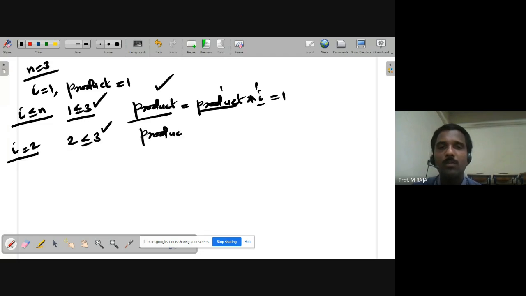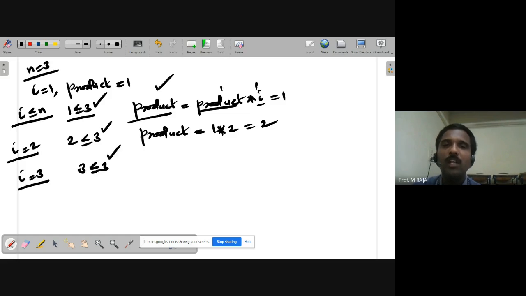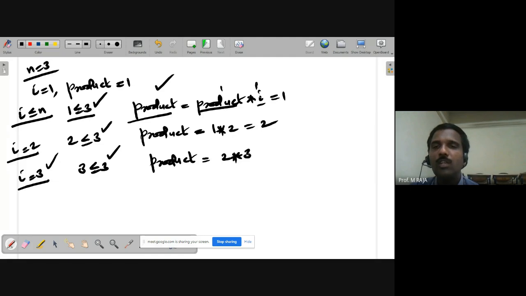Now product is equal to product into I. Current product is 1. 1 into current value of I is 2. 1 into 2, 2. Then I becomes 2 plus 1, 3. 3 less than or equal to 3. Condition is true. Now product is updated: current value of product is 2, current I is 3. 2 into 3, this is equal to 6.